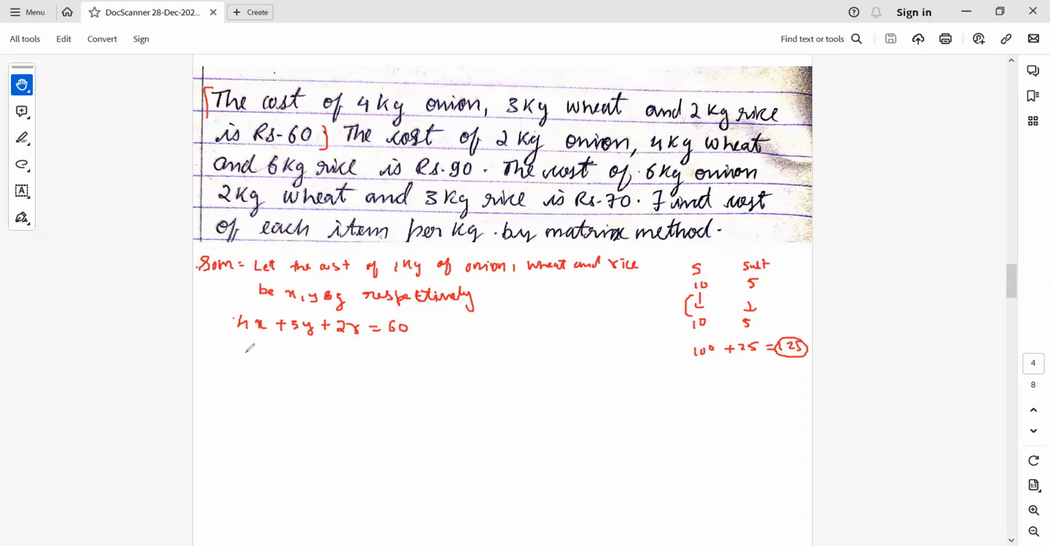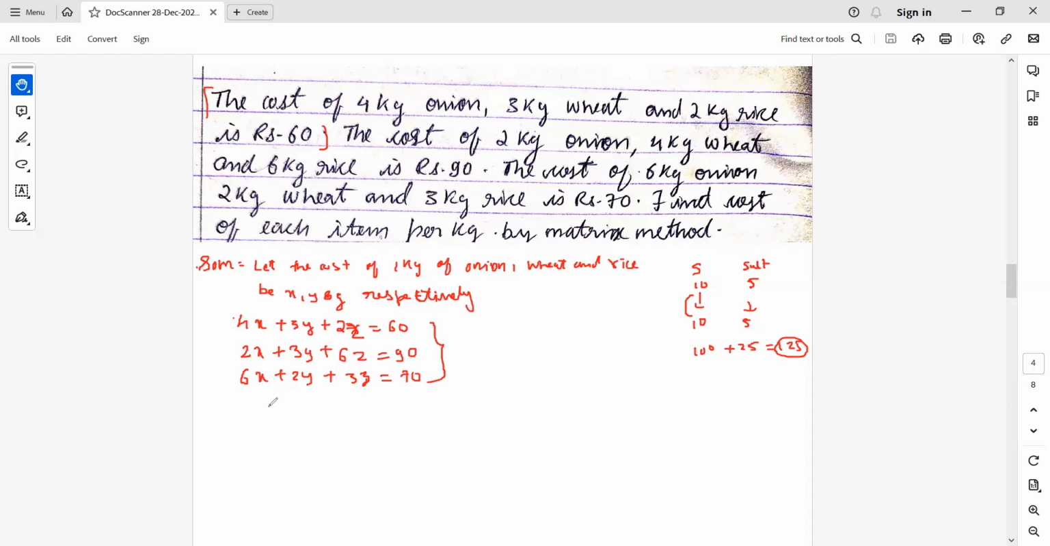Similarly, the cost of 2 kg onion, 4 kg wheat, and 6 kg rice. Okay, so 2 kg onion, next 3 kg wheat, and then 3 kg wheat, and this is Z, and then 6 kg of rice. Again, it will be equal to 90. Similarly, the cost of, now, the last equation. See, here we have 6x plus 2y, and 3z is equal to what? 70. Okay, so these are the three equations.